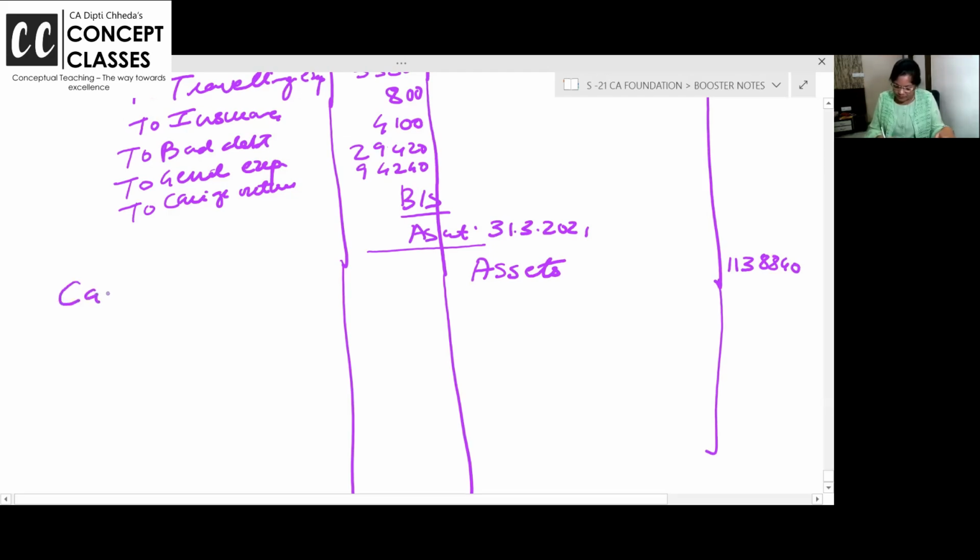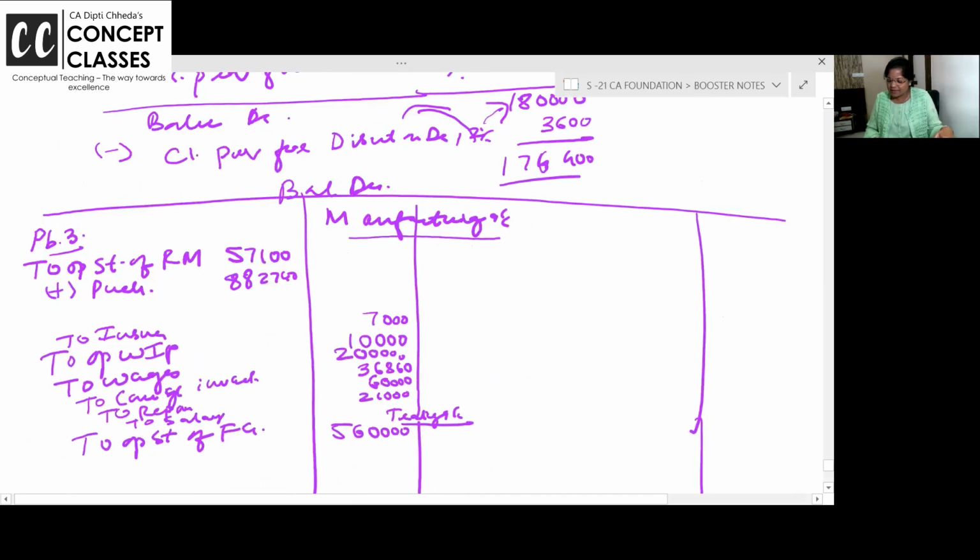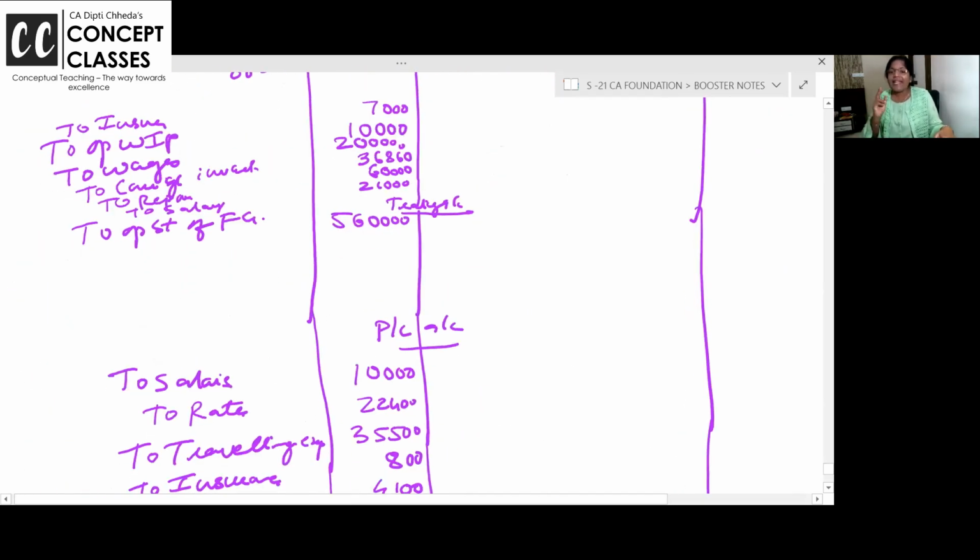Drawings. कैपिटल तो है, ड्राइंग्स माइनस होगा कैपिटल में से. Out of opening capital, drawings should be deducted in the balance sheet. Sales in the trading account, don't take manufacturing account, just gives you the finished goods. In the trading account credit side, you sell your finished goods. 17,40,000.